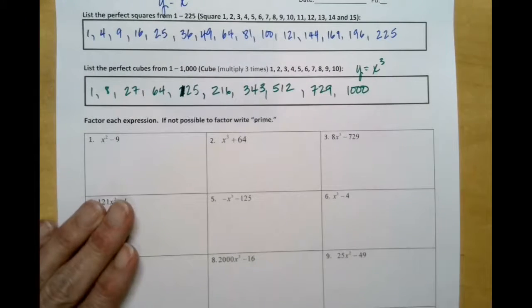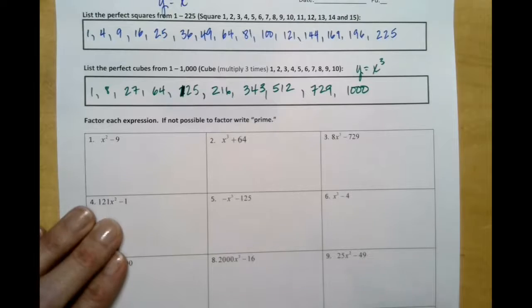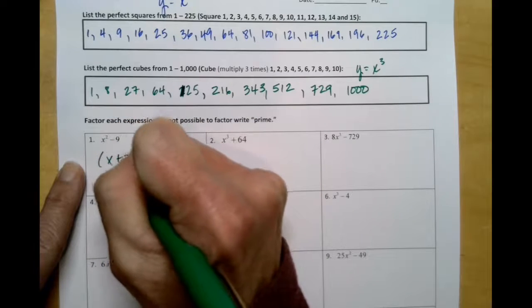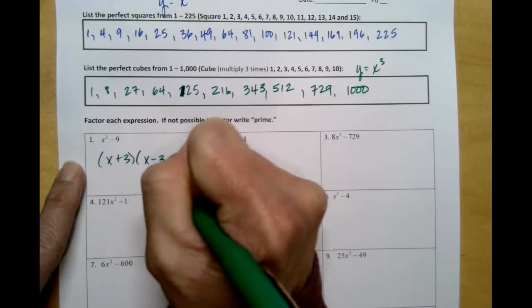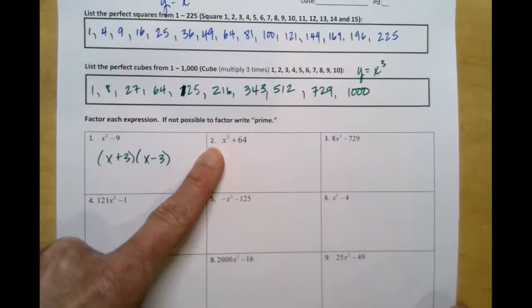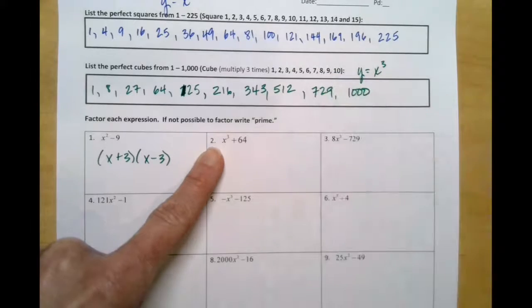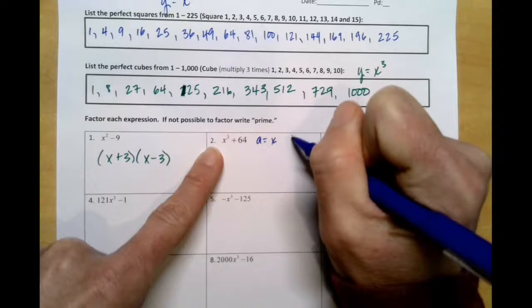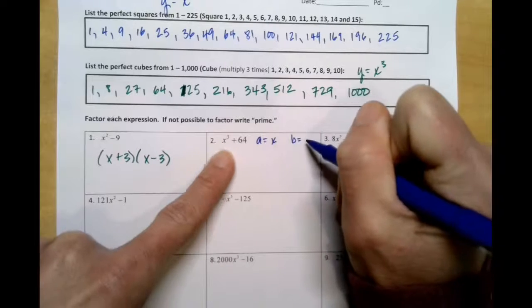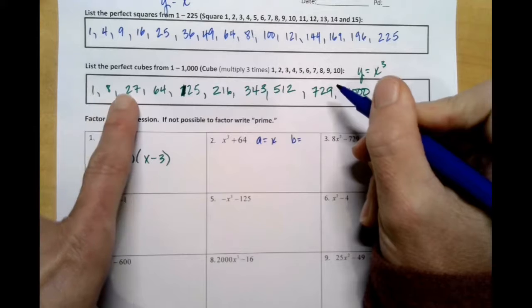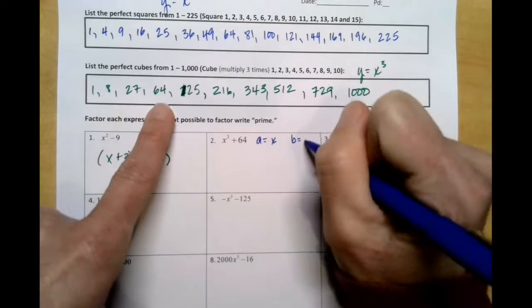All right, factoring each expression. If not possible to factor, go ahead and write the word prime. This is the difference of two perfect squares, x plus 3 and x minus 3. Here's the sum of two perfect cubes. So I'm going to take the time to say, okay, A is equal to x, and B is equal to the cube root of 64. 1, 2, 3. Oh, that's going to be 4.